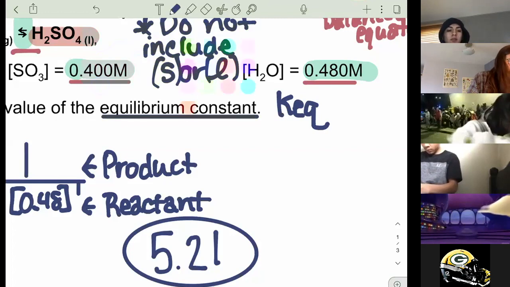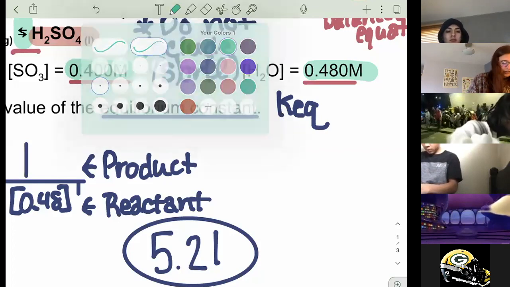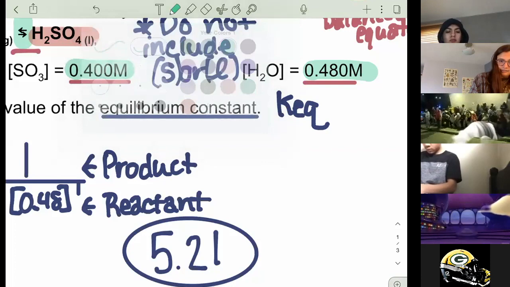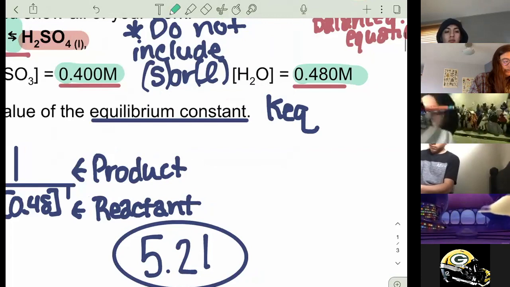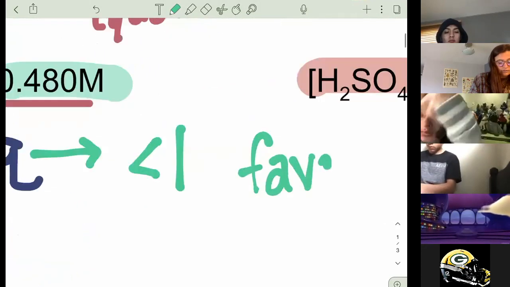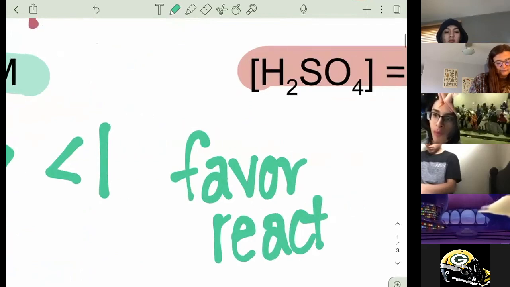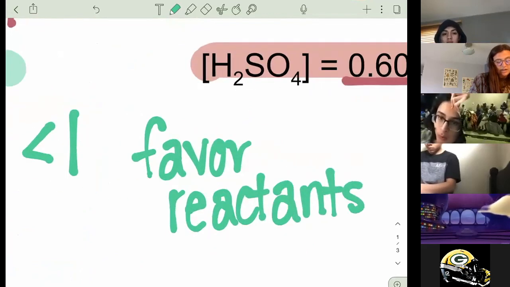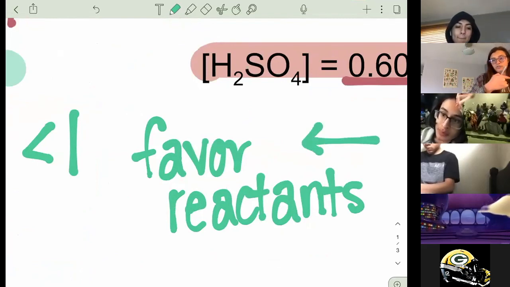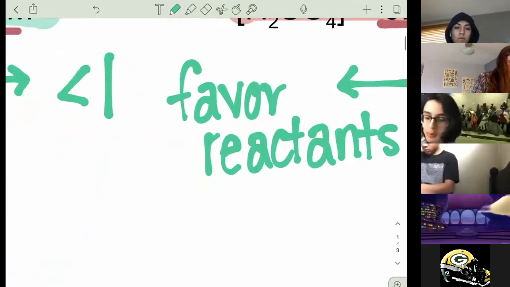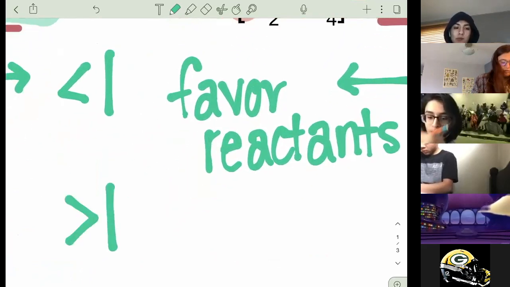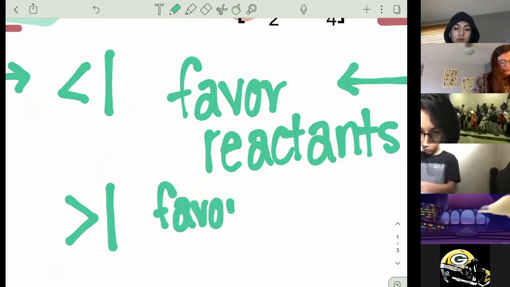So for an equilibrium constant, if it is less than 1, it is going to favor your reactants. If your equilibrium constant is greater than 1, it's going to favor your products.